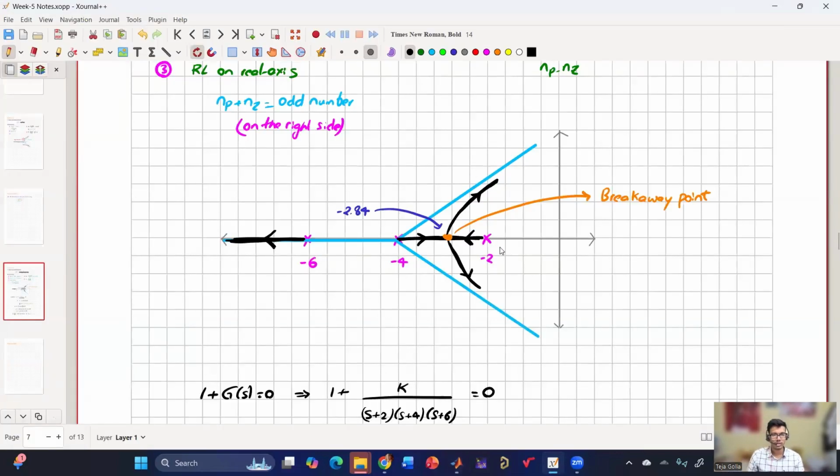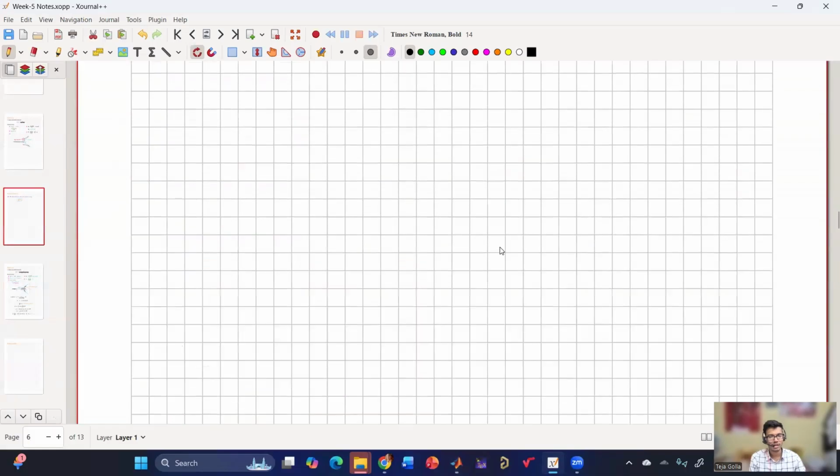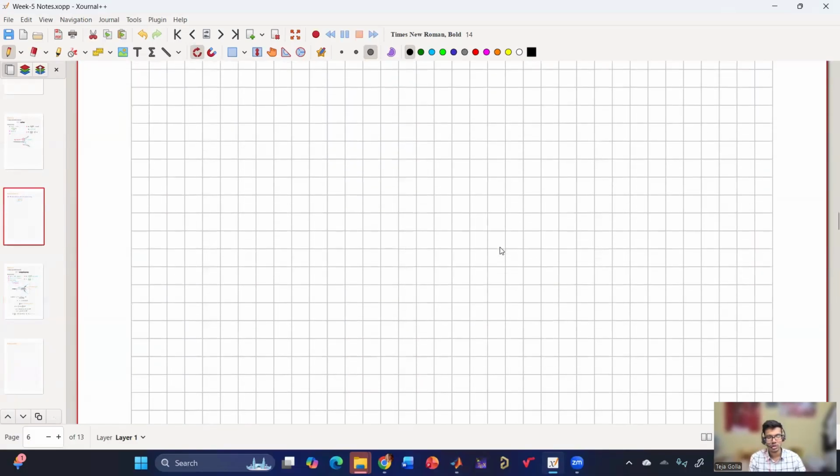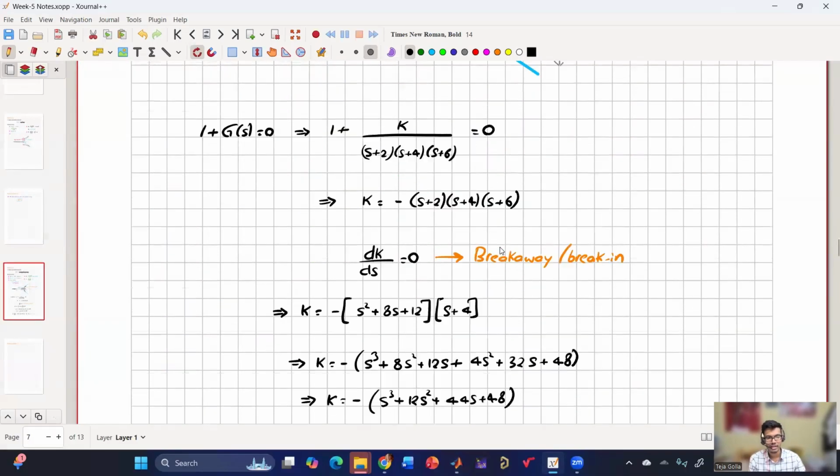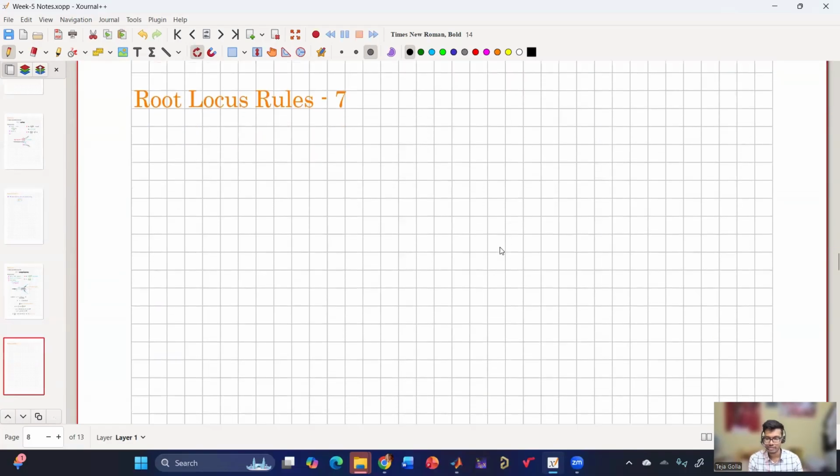So is this point also clear? Till now we have learned 6 rules. Now there are 3 more rules, 7, 8, and 9. Rule number 7 is one such rule; 8 and 9 are a little bit different. So I can move to rule number 7, right?